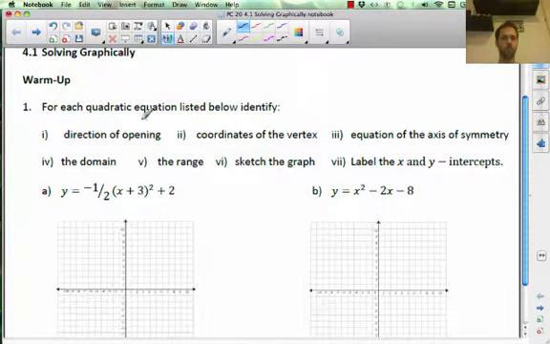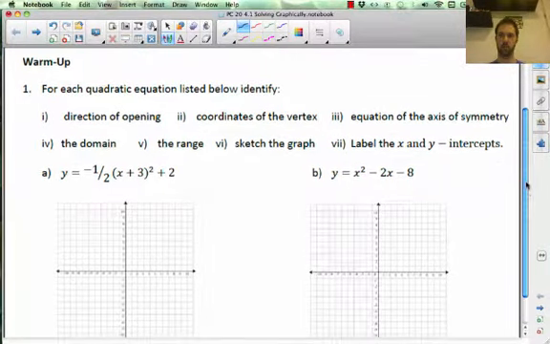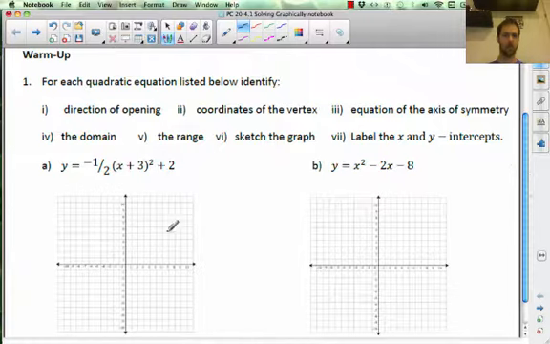We'll be solving quadratic equations graphically today. We'll get right into the warm-up here. So for each quadratic equation listed below, identify a number of things that you should be familiar with by now.